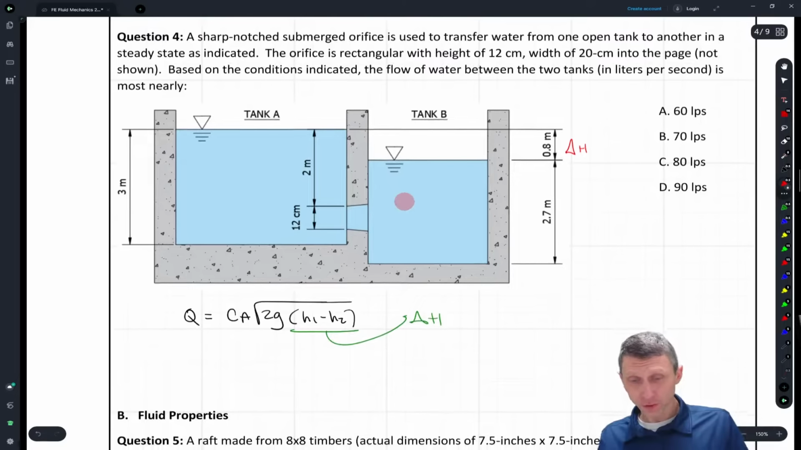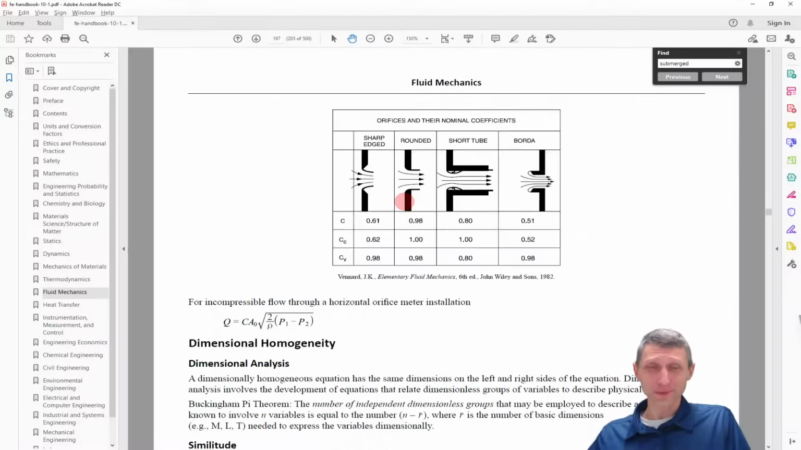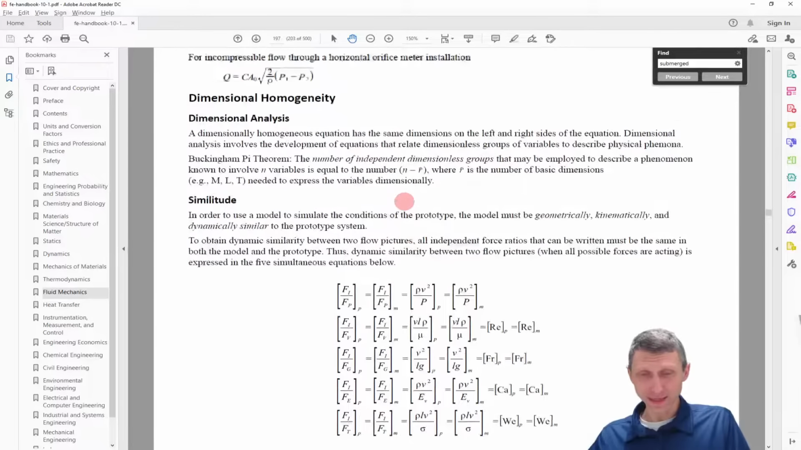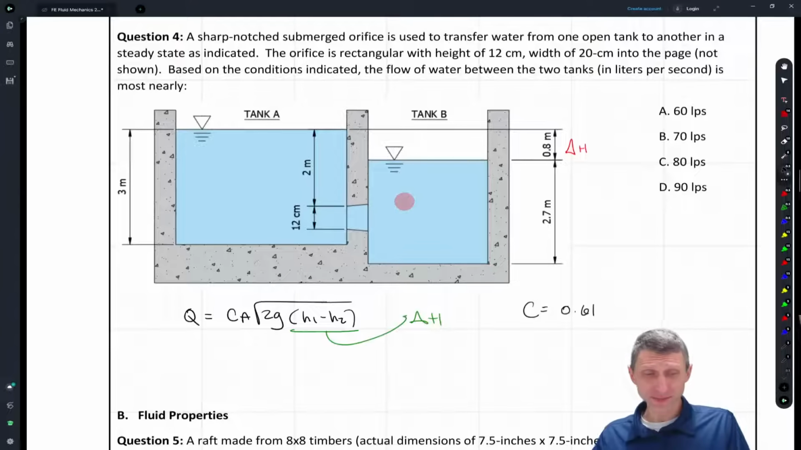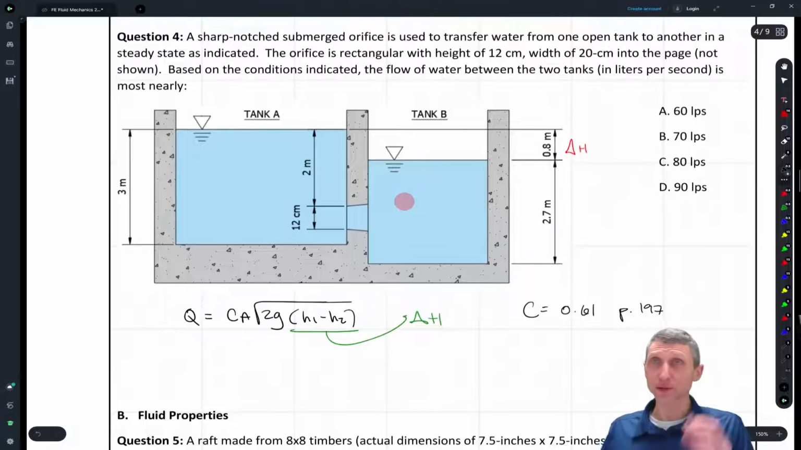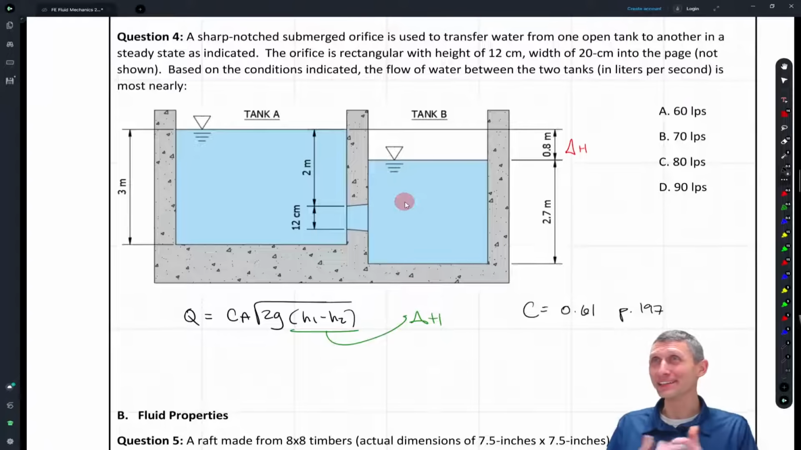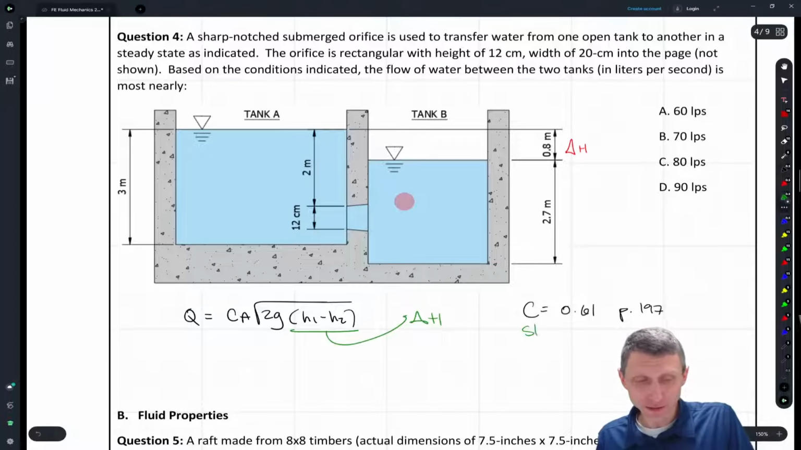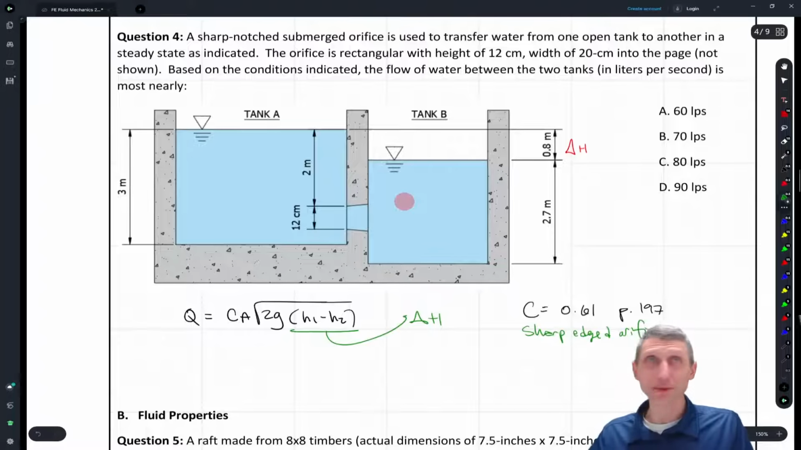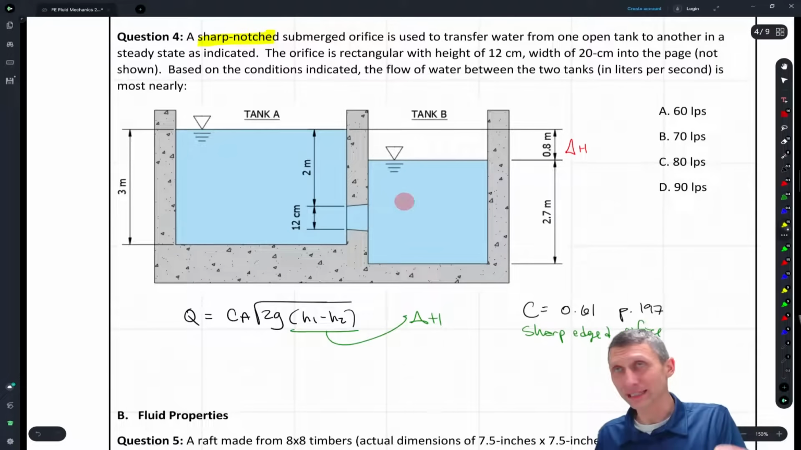Okay, the other thing we said here was we came up with that C value of 0.61, and I could tell you a page number for that. This is page 197. Not that you're going to remember a page number when you get to the FE, but at least you kind of know where to find it. So this is for a sharp-edged orifice. I called it sharp-notched, but it's called sharp-edged here, and maybe I should have called it sharp-edged.